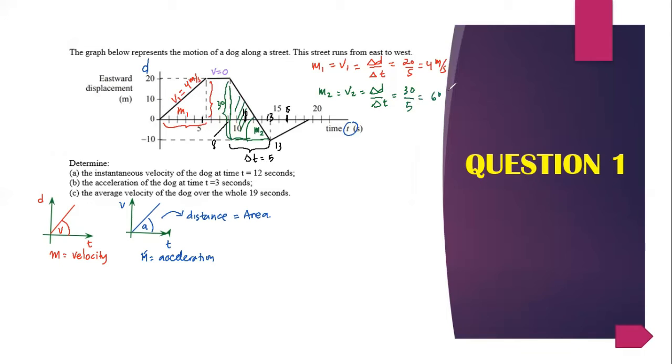6 meter per second, but negative. Why negative? The gradient is negative, right? Down, right? Is it clear to you? So M1 is 4 meter per second and M2 is minus 6 meter per second. Okay, good. Now you go to the question A.